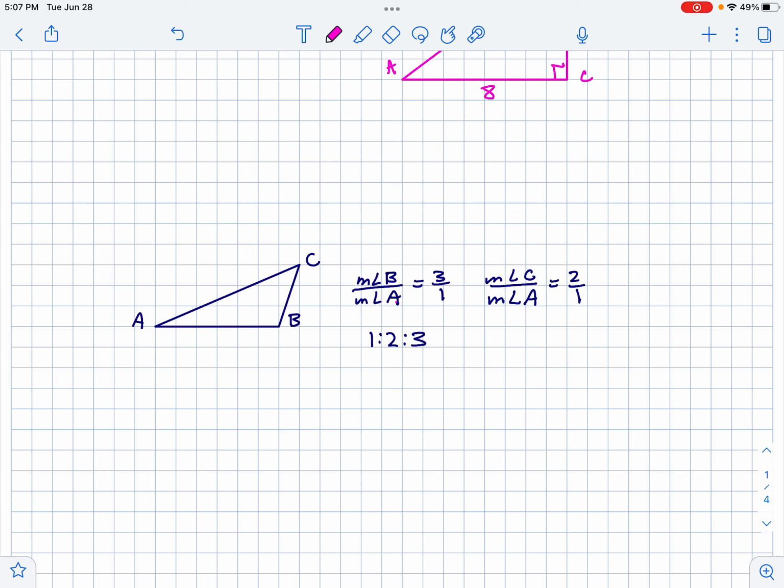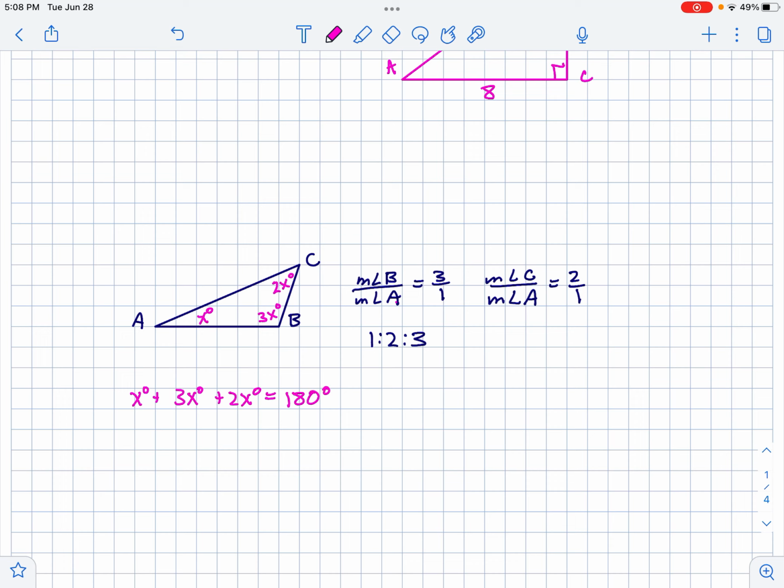Well, if you have a triangle like that, what are the angles? We know that B is 3 times A, and C is twice A. So how would we do that? Well, one of the things we can do is let A be x, B be 3x, and C be 2x. Now we know that if we add up all of these angles, we have to get 180.